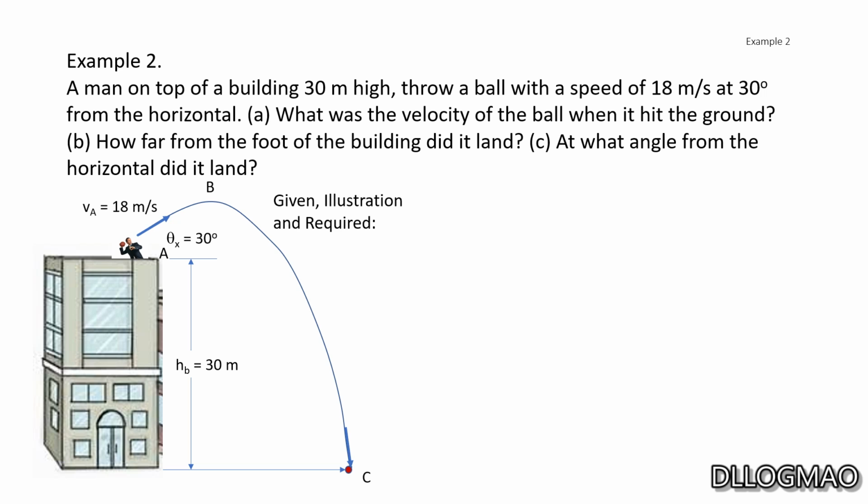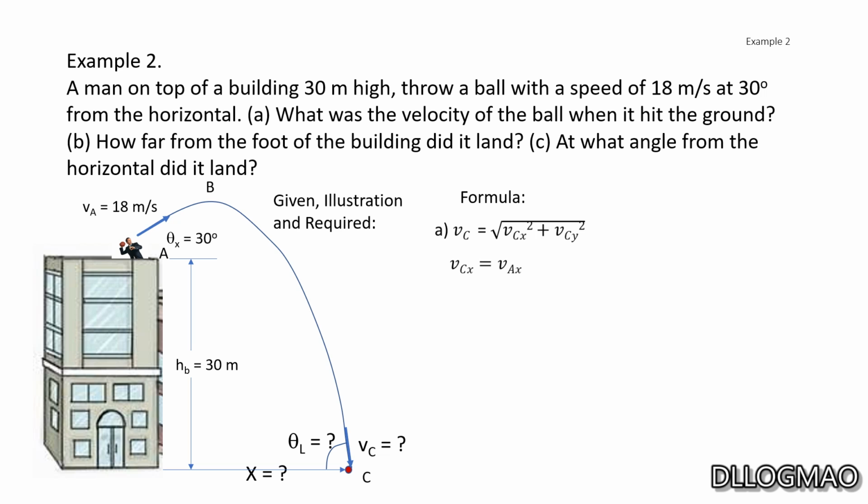First unknown quantity is V sub C. The second unknown, the horizontal distance traveled x. And the third unknown is the angle of landing, theta sub L. The formula to solve for these quantities: the velocity V sub C is equal to the square root of the sum of the square of V sub C sub x and V sub C sub y. This is the Pythagorean theorem because V sub C sub x and V sub C sub y are perpendicular. These are the components of V sub C.